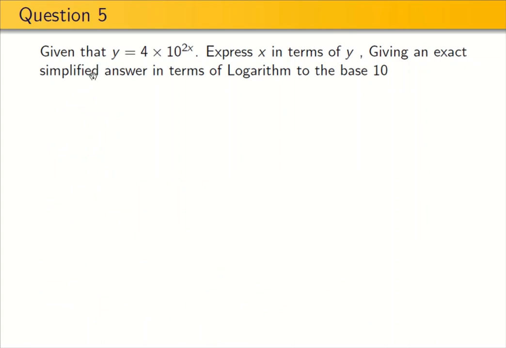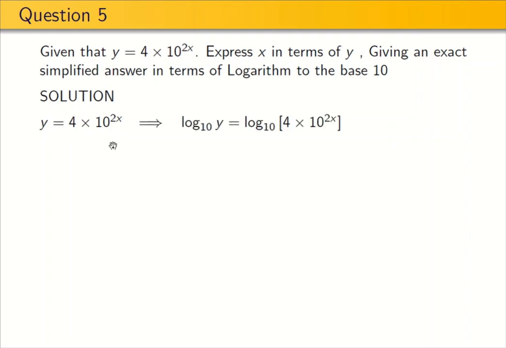Now, given that y equals 4 times 10 to the power 2x, express x in terms of y, giving an exact simplified answer in terms of logarithm to the base 10. So you're supposed to express x in terms of y, and then we are supposed to use logarithm to the base 10 to simplify whatever we will get. Okay. So now the solution is, if y is this, then this implies that logarithm of y, I take logarithm of this side base 10. They are saying that we should use base 10, so we will take logarithm of both sides to the base 10.